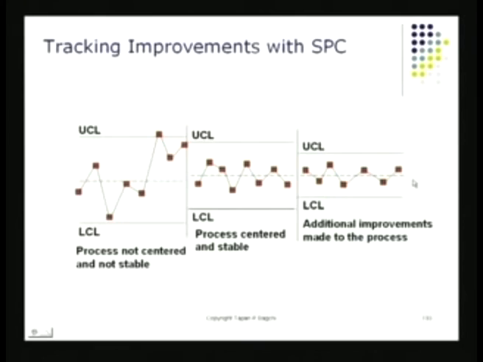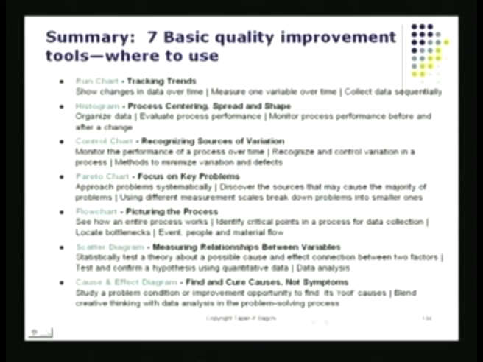So the 7 tools that we've looked at, this is basically a summary of it. We've got the run chart, histogram, control chart, Pareto chart, flow chart, scatter diagram, and the cause and effect diagram. They are the tools that can be used by almost anyone on the shop floor. And the Japanese make sure their workers are trained on each of these tools and they use them.